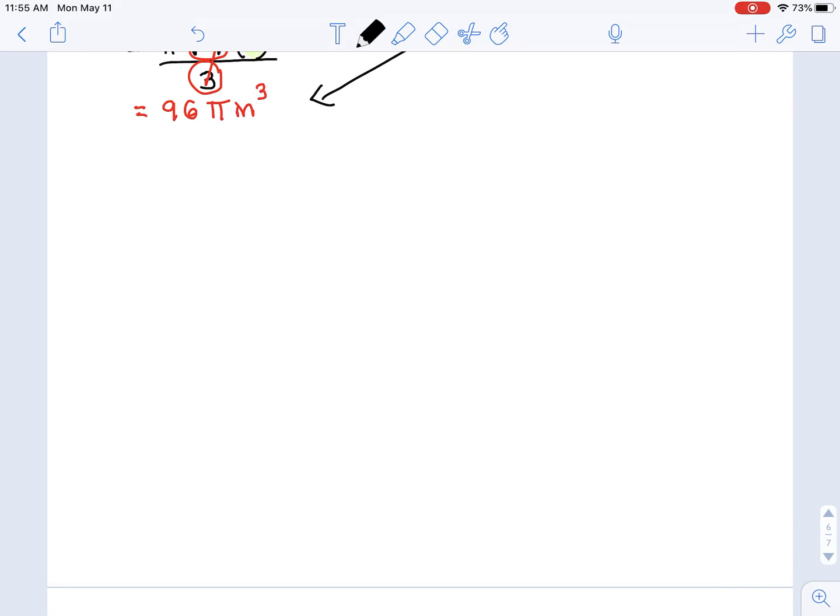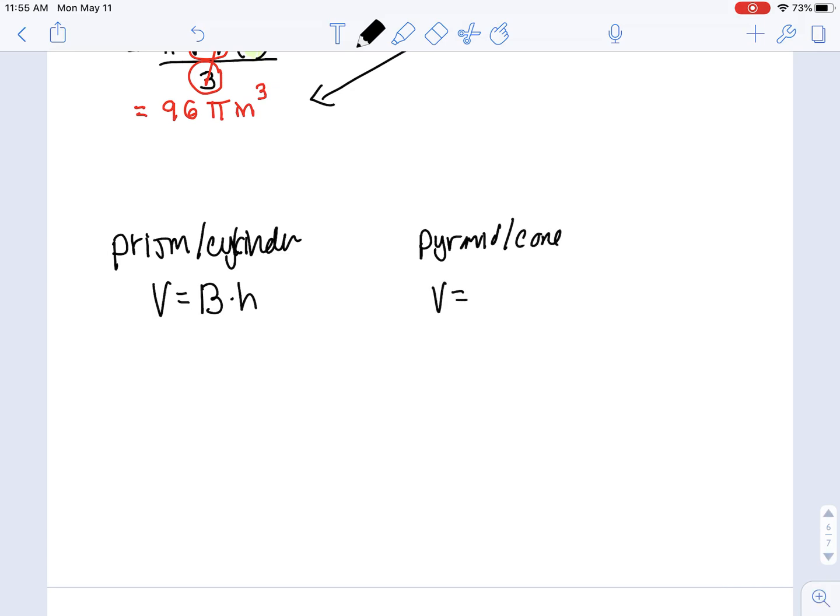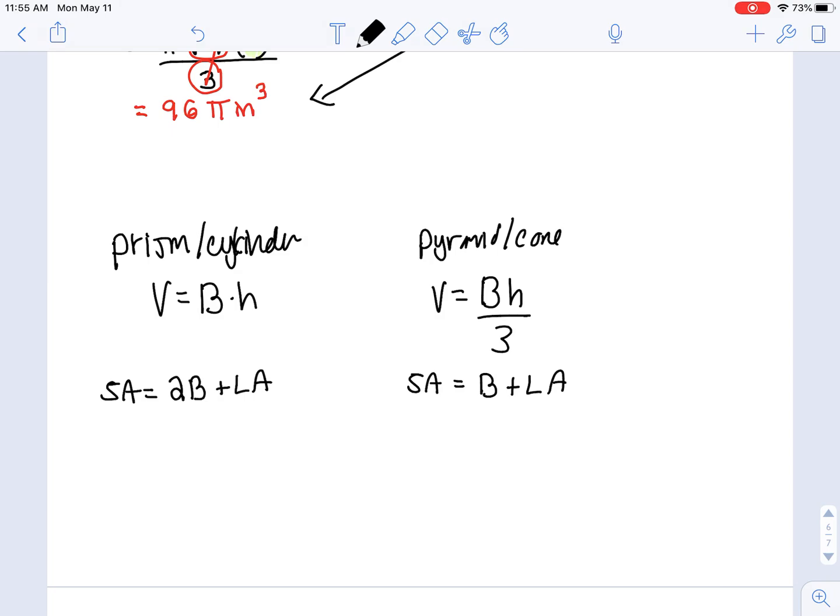So a quick review of a couple of things before I send you off to try some of your homework. I wanted to review your basic formulas. If we are dealing with a prism or a cylinder, our volume is just area of base times height. If we are dealing with a pyramid or a cone, our volume is area of base times height divided by 3. When we are dealing with surface area of a prism, there will be 2 bases plus the lateral area. Surface area of a pyramid or cone will have 1 base plus the lateral area.